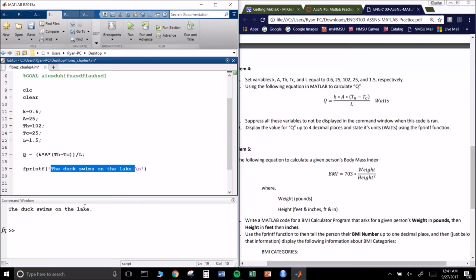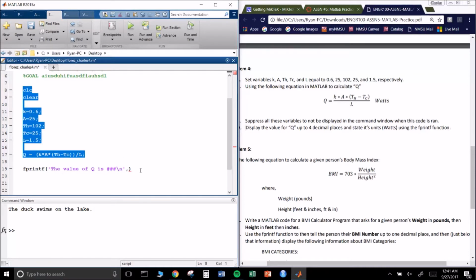So I want to say something like, the value of Q is, and then my number is going to go somewhere right here. But this is where the fprintf function comes in handy, because we can call variables that exist earlier in the code. So the variable that I want to call is obviously Q, right? Because Q has a value that we want to display.